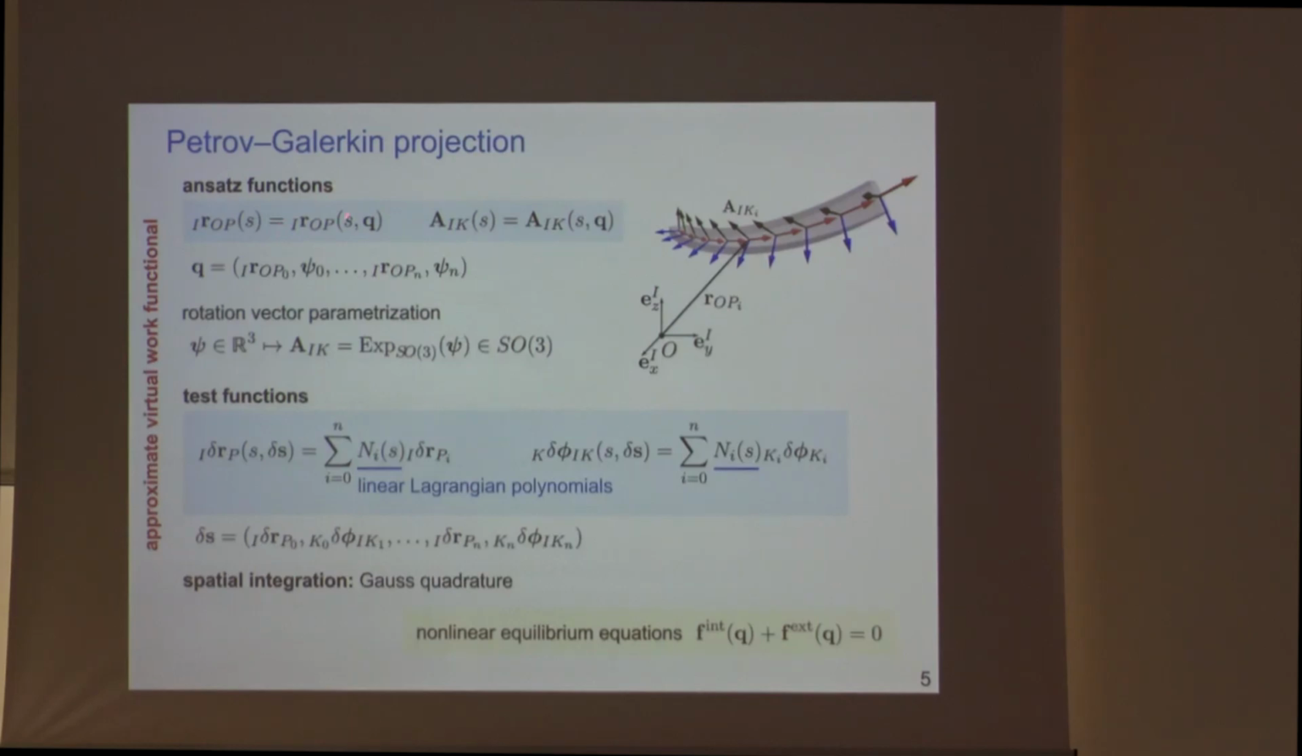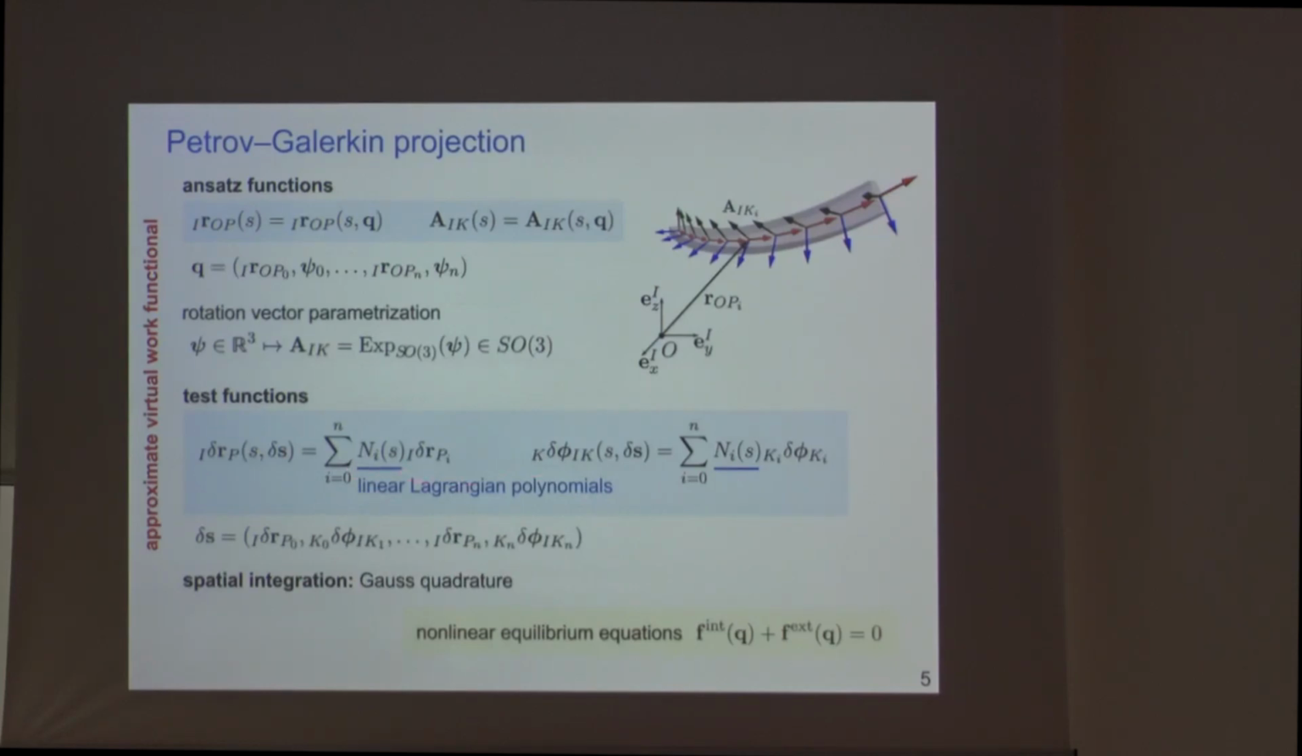One is the center line, the other one is the orientation. And the only thing I say so far is that for the position we take nodal positions, and for the orientation we take nodal orientation vectors, so nodal rotation vectors. If you have these three unknowns of the rotation vector, then we get the orientation matrix, the orthogonal matrix, back by the exponential map of the SO3 group.